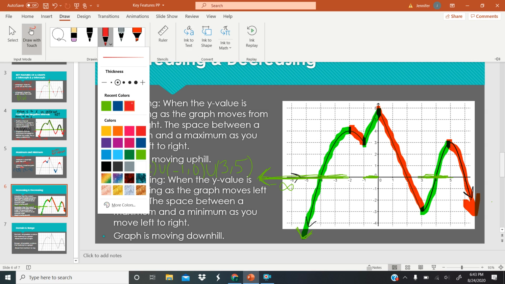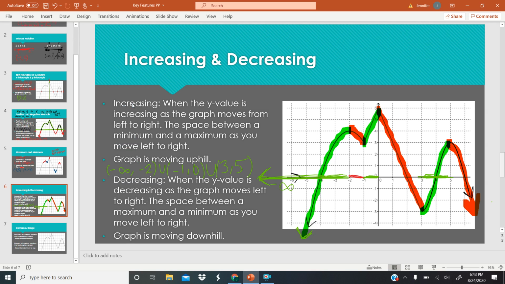So where it's going downhill is from -2 to -1, from 0 to 3, and then again from 5, and then we have the arrow on this one, and so that's going to point off to positive infinity. I know the arrow is pointing down, but since it's pointing towards the right-hand side of that number line, that's going to go off to positive infinity.